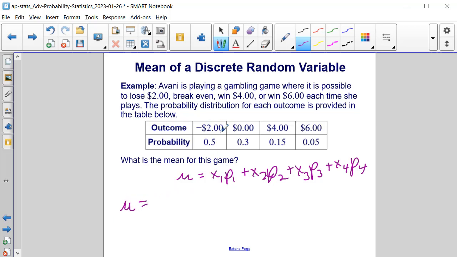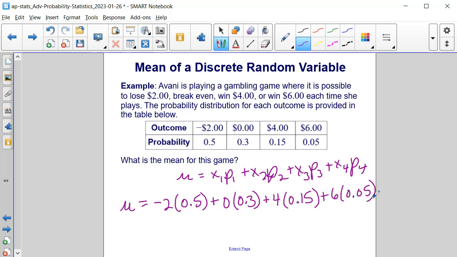So in our case, outcome 1 is that you lose $2, and the probability of outcome 1 happening is 0.5, which is 1/2, or 50%, plus the outcome for the second event, which is 0, and we're going to multiply by its probability, which is 3/10, or 30%, plus outcome 3, which is 4, times the probability of event 3, which is 15%, or 15/100ths, plus the outcome number 4, which is 6, times the probability of outcome 4 happening, which is 0.05, or 5%.